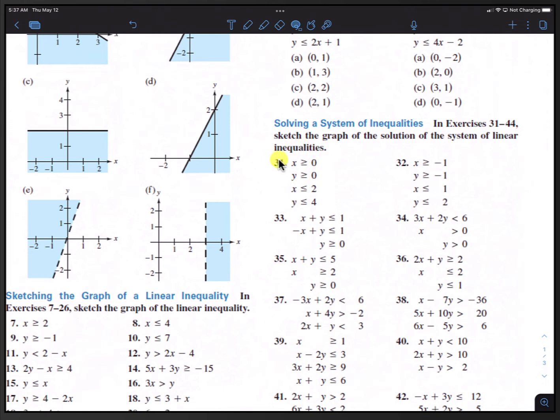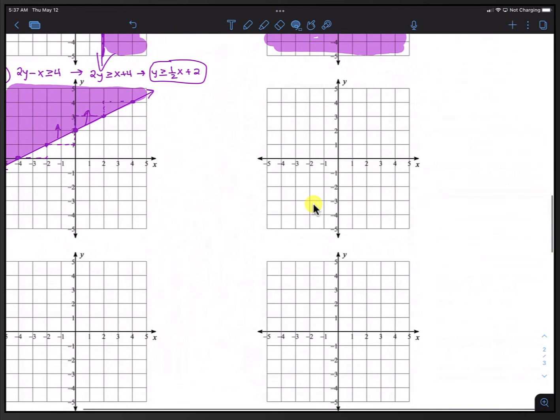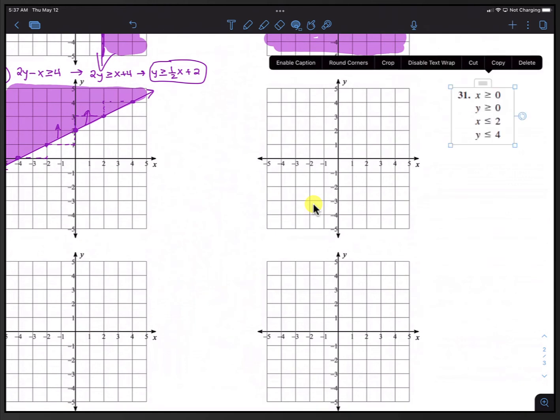All right, let's do number 31. It says sketch the graph of the solution of the system of linear inequalities. So for 31, we have x is greater than or equal to 0, y is greater than or equal to 0, x is less than or equal to 2, and y is less than or equal to 4. All right, so we need to go down to one of these graphs, and we'll copy and paste that.